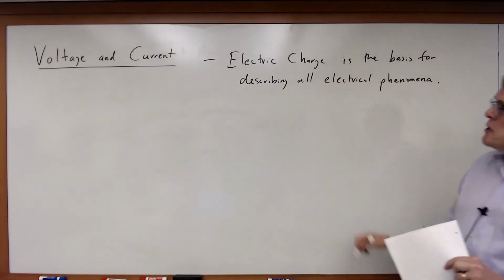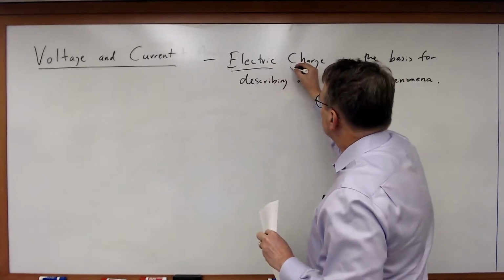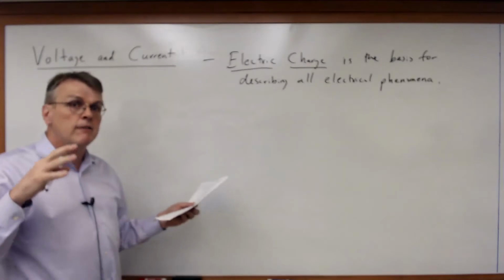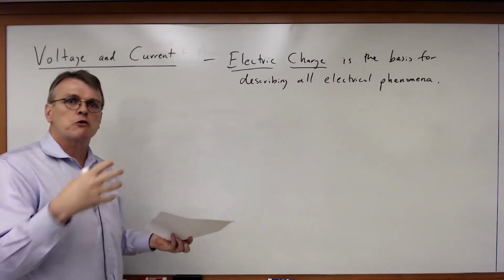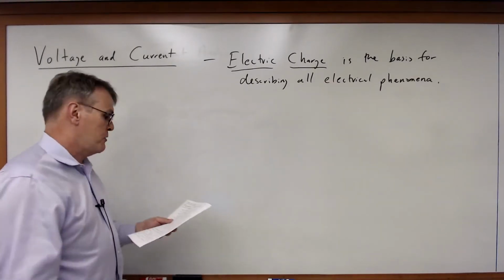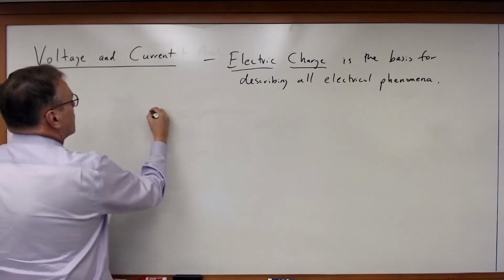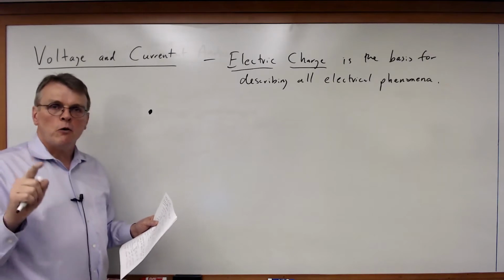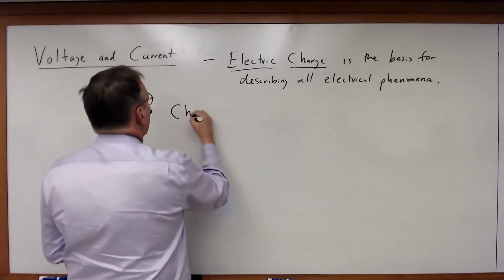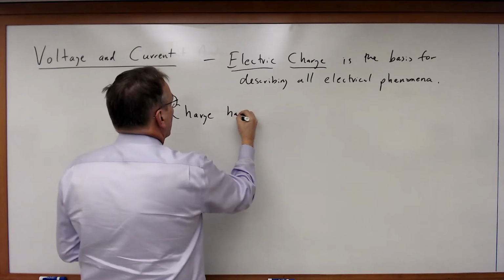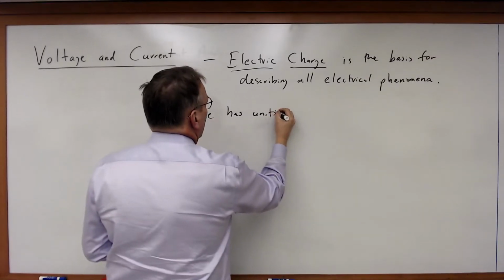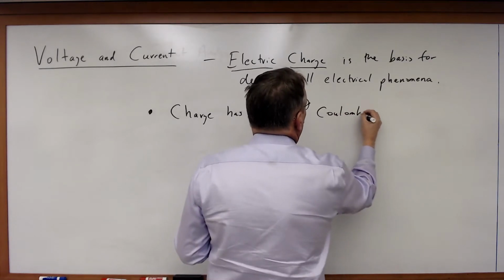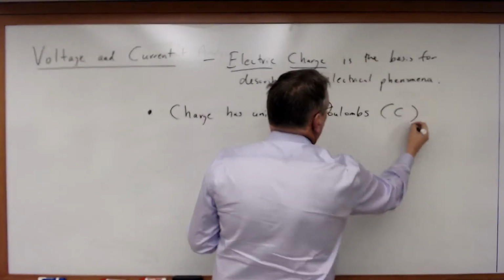Now, electric charge is something you have certainly encountered before in your physics courses. Electric charge, for example, the idea of the charge on an electron or the charge on a proton. That's electric charge. So, what are the properties of charge? Well, first of all, charge has units. It has units of coulombs. Capital C.